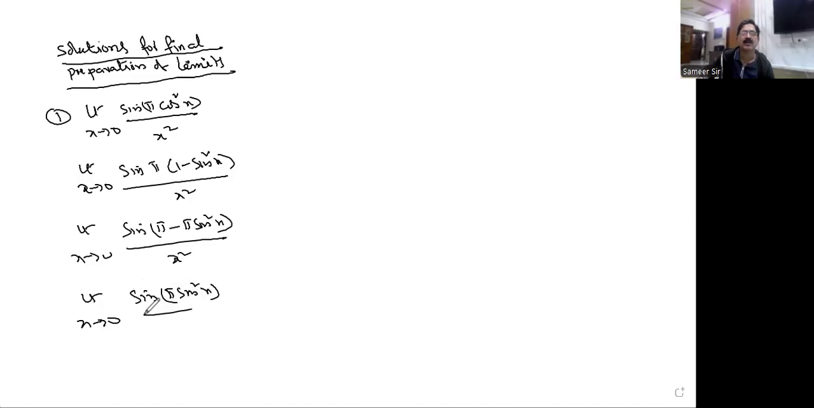So I want to multiply with pi sine square x and divide with pi sine square x. The value will not be changed. So it is in the form of sine theta by theta, and this is also sine theta by theta. So finally, we got the answer as pi. Okay, this is the first one. Now we'll move on to the next one.